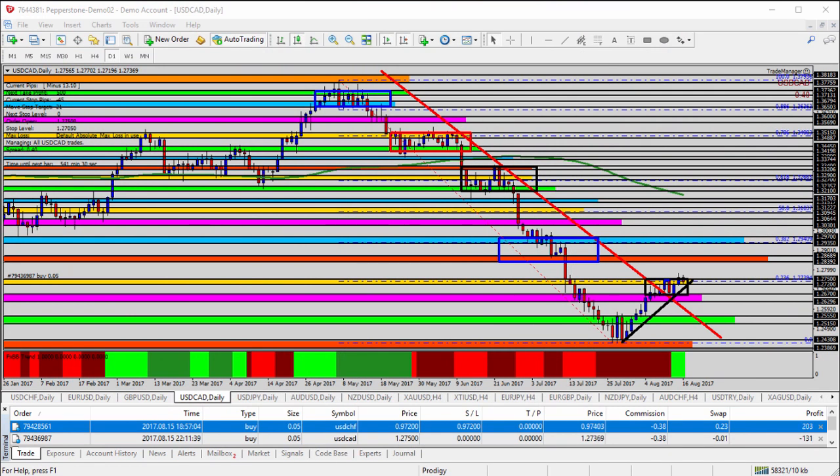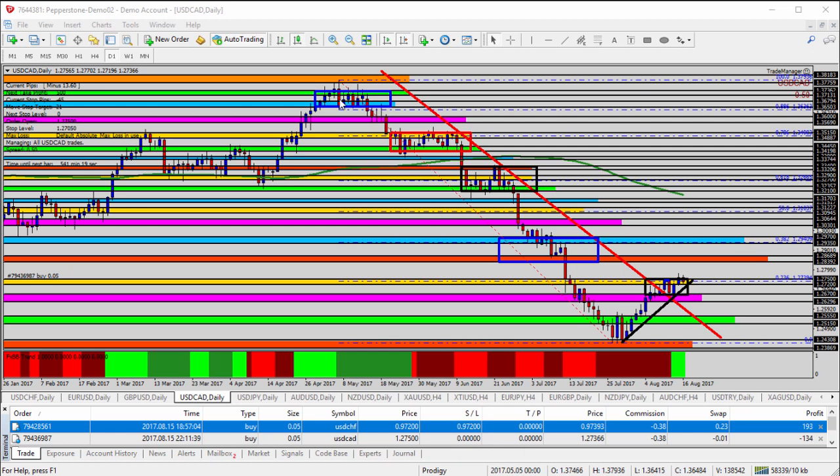Today we're going to be taking a look at the USDCAD, the US dollar versus the Canadian dollar, for today's trade analysis. We're starting here on the daily time frame. We're looking at two different trends really here for this currency pair, a longer term trend and a shorter term trend. We look at the red trend line.